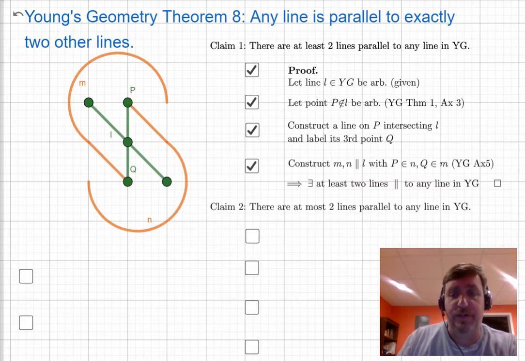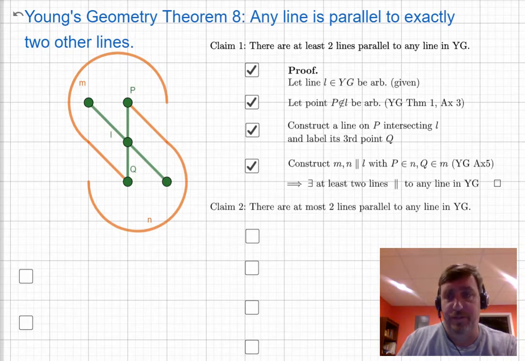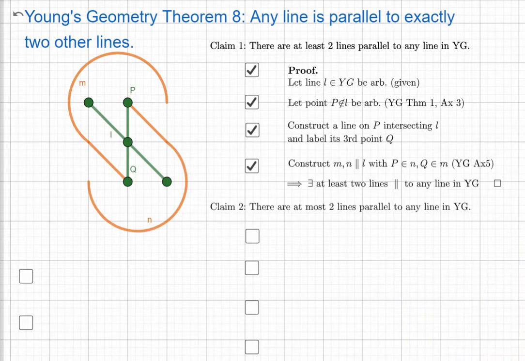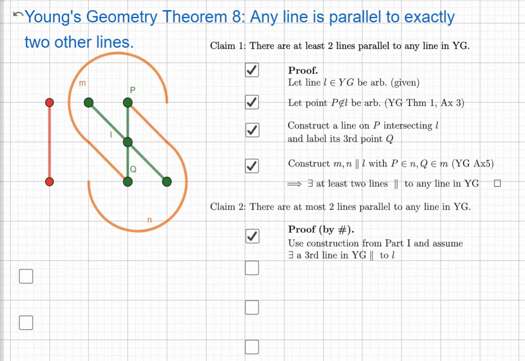So now we're going to show that there are at most two lines parallel to any line in Young's geometry. I need to get rid of my pictures so we can see more down here. The first thing we're going to do is note that we're proceeding by contradiction, as usual. I'm going to assume that there is a third parallel line. This red line over here is the third parallel line, parallel to L. We're going to assume that it exists, and we're going to look for a contradiction.